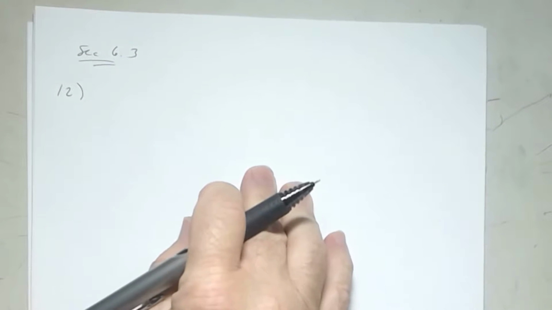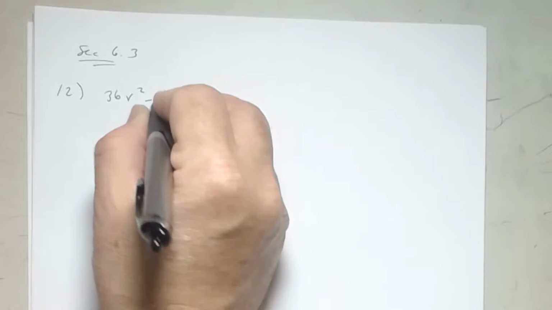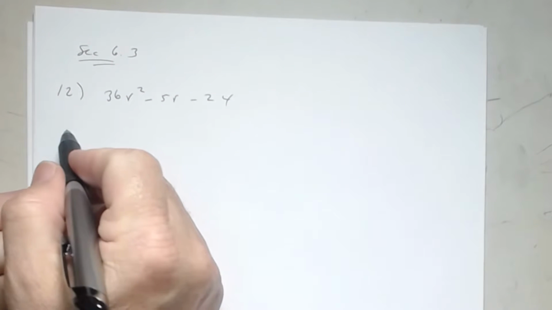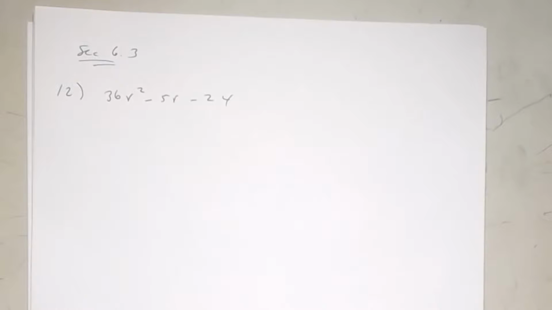Number 12: you have 36r squared minus 5r minus 24. Now, in the ones we did earlier, the coefficient of the square term was prime, so there was only one choice to put there. Now you have more possibilities, so you may have to cross out what you did and try another one. That's the trial and error. You may not get it in the first two tries.